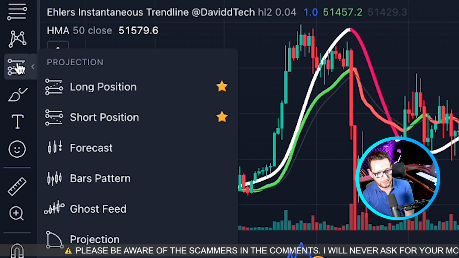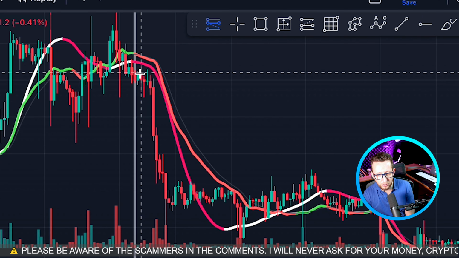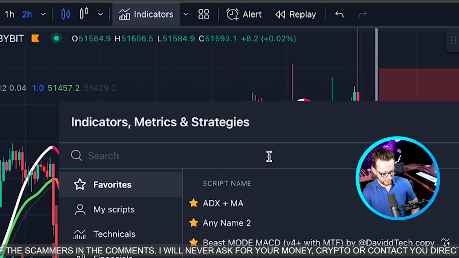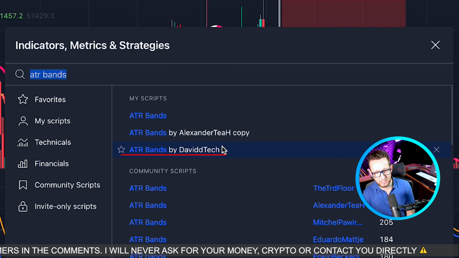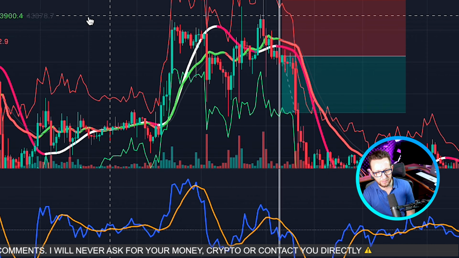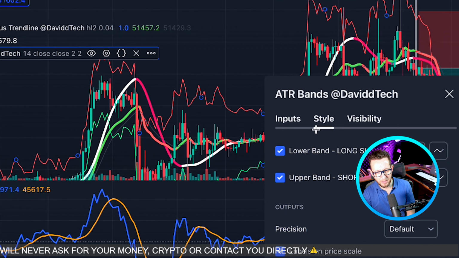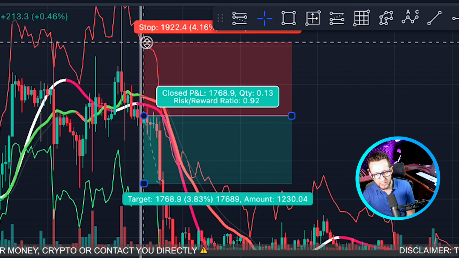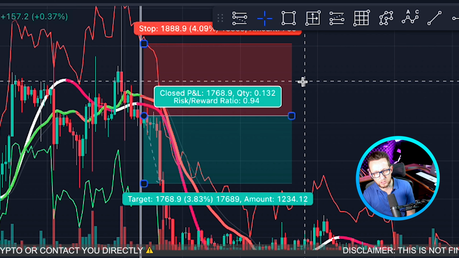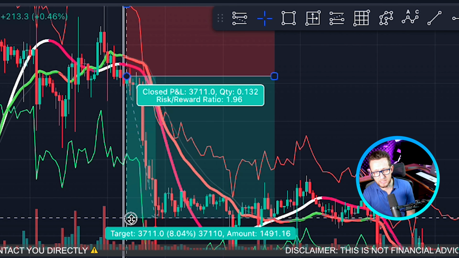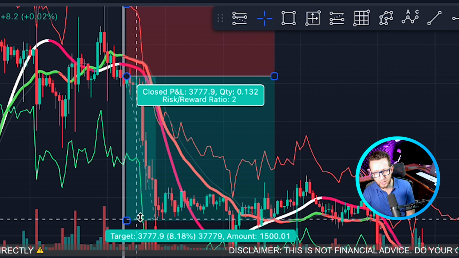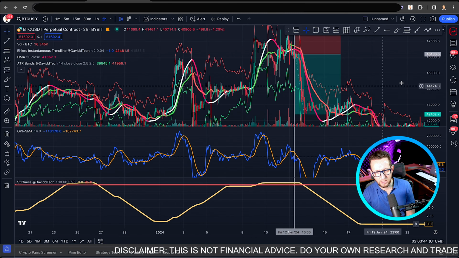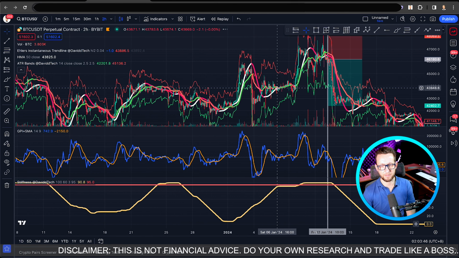We would have set our short to the candle where it would have crossed over just here. Always using the ATR bands for our stop loss and take profit. ATR bands by David Tech. We're going to be setting them up with 2.5, and we're going to be setting our stop loss directly to that, making our stop loss being 4%. We're going to be setting our risk to reward to 2, and look at that beautiful win of 8.18%. Lovely trade. There's plenty of where they come from as well.